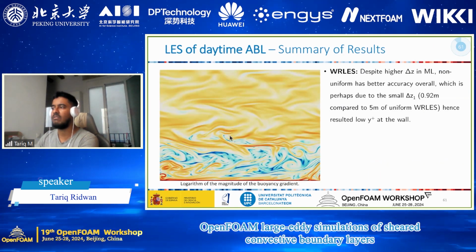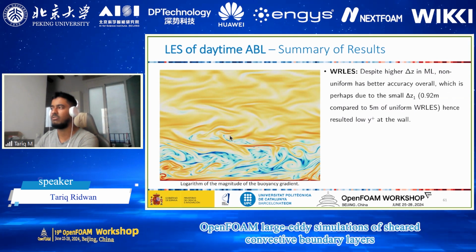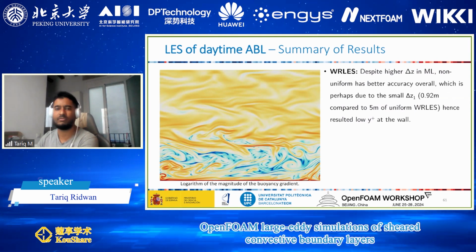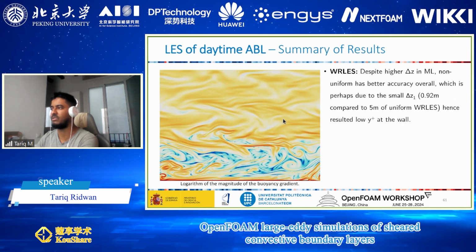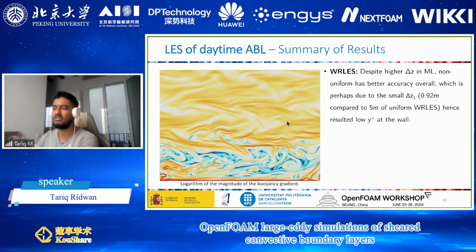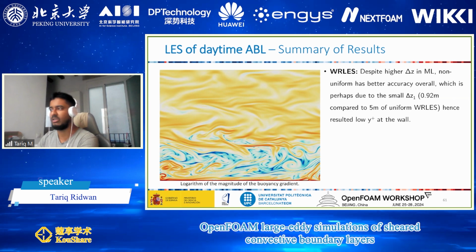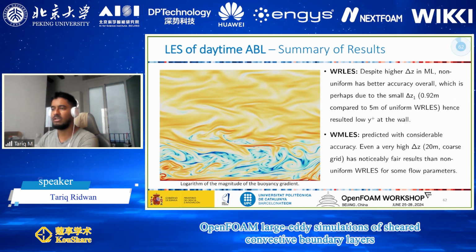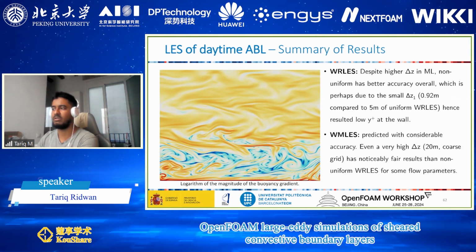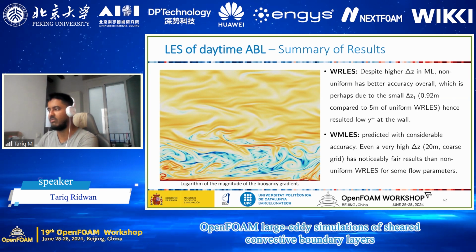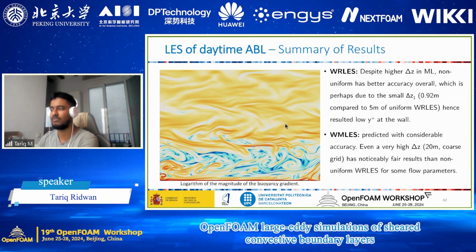So in summary, the wall resolved LES non-uniform grid is performing better due to the smaller first cell height. So it means that the first cell height y plus value is really important. And wall model LES is predicting with considerable accuracy, and even the coarse mesh is doing a considerably good job.